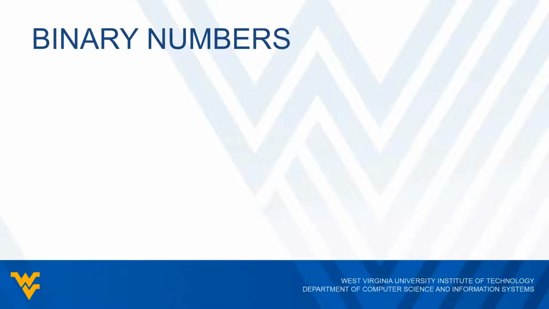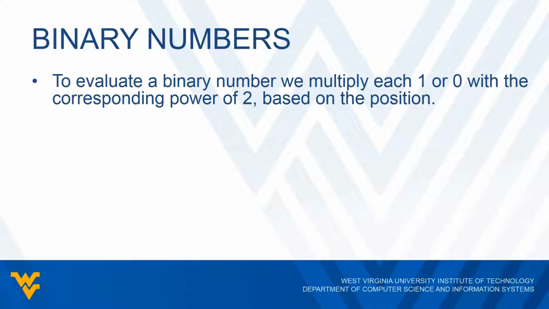If we want to evaluate a binary number, or in other words, convert a binary number into its decimal equivalent, then we multiply each 1 and 0 with the corresponding power of 2. Which power of 2 we use is based on where that 1 or that 0 is positioned. Once we have multiplied all of the respective values, we simply add them all up, and that would give us our decimal equivalent. So let's take a look at an example.